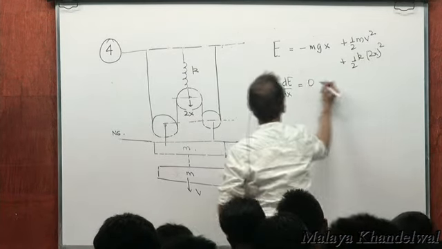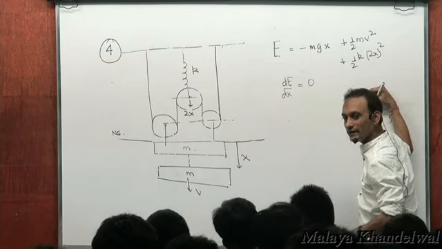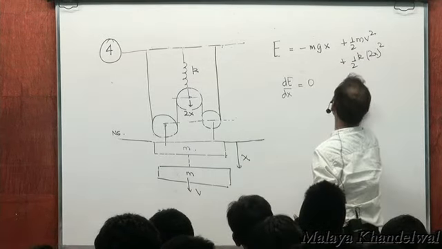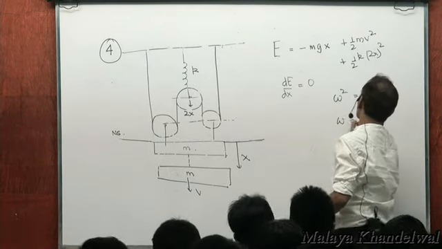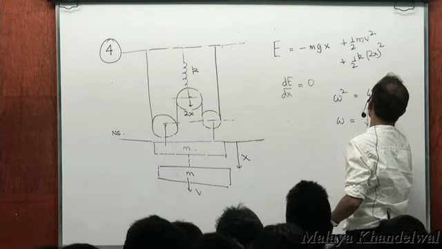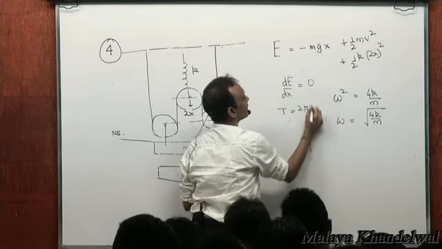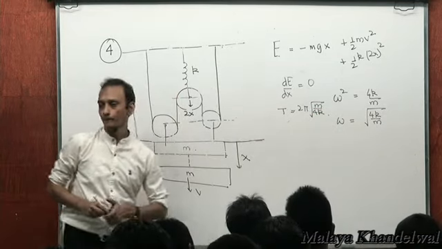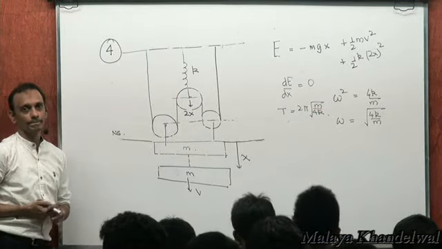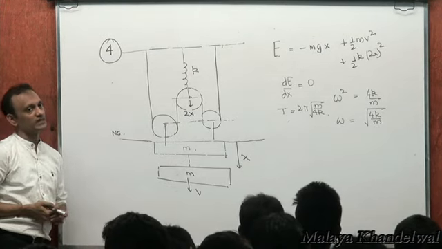You don't have to reinvent the wheel. See, instead of k it becomes 4k, so 4k by m would be omega squared, right? So omega squared would be 4k by m, omega would be root 4k by m, and the time period of oscillation would be 2 pi by omega. Makes sense to all of you?